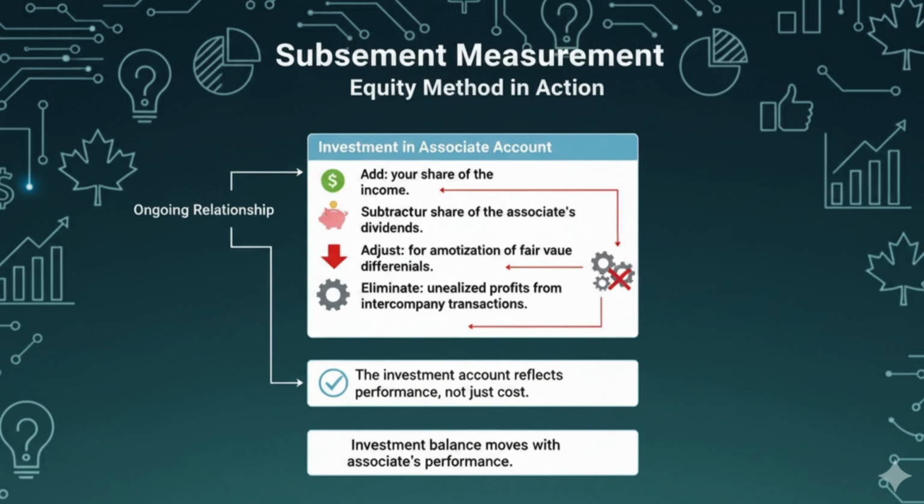Here's the process. Add your share of the associate's net income. Subtract your share of dividends. Adjust for amortization of fair value differentials. Eliminate unrealized profits from intercompany transactions. This way, the investment account shows not just cost, but also how the associate's performance impacts the investor.